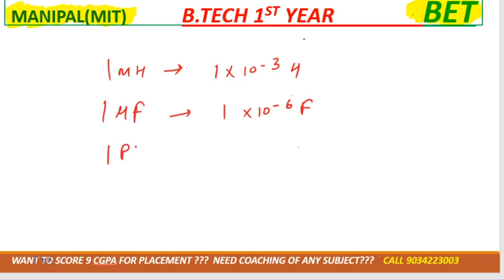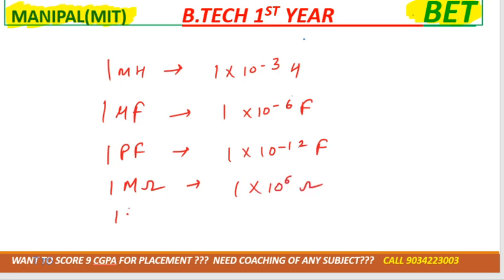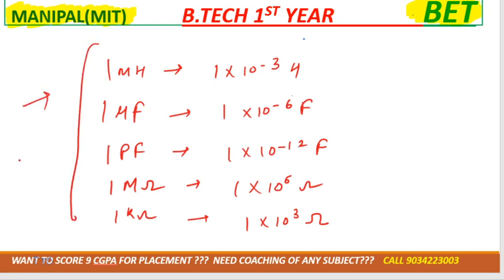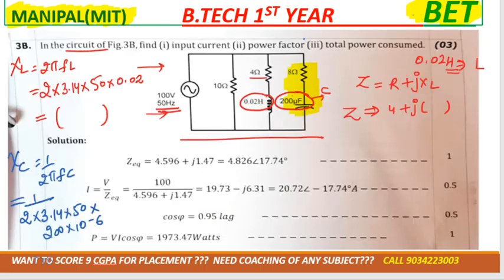1 picofarad is 1 into 10 raised to power minus 12 farad. 1 mega ohm is 1 into 10 raised to power 6 ohm. 1 kilo ohm is 1 into 10 raised to power 3 ohm. Generally you will get these kinds of notation, so remember these. That means you need to convert it into standard notation first, and then you need to solve that question, right?